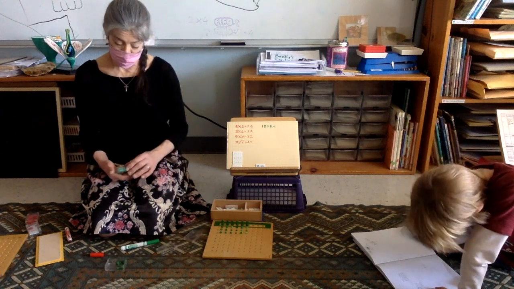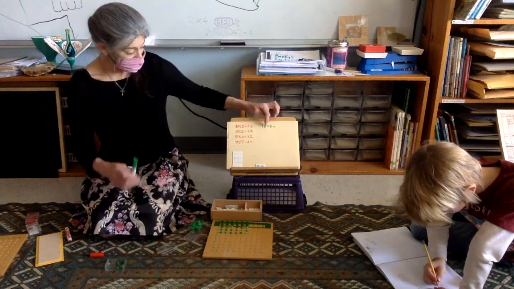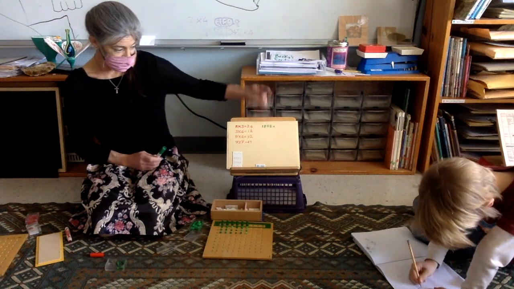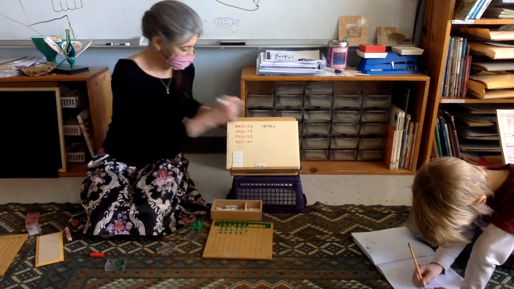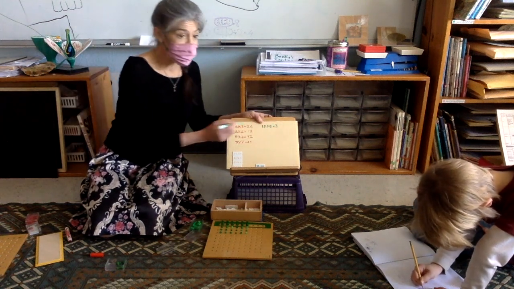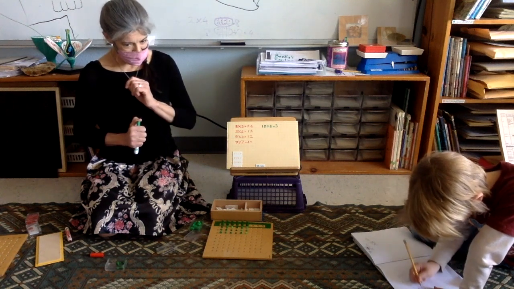And how many are in each group? 3. There are 3 in each group. So our quotient, this is our dividend, 18. This is our divisor. Our quotient is 3. Are you going to teach us how to do that? I am. I'm going to teach you how to do it the skip counting way.